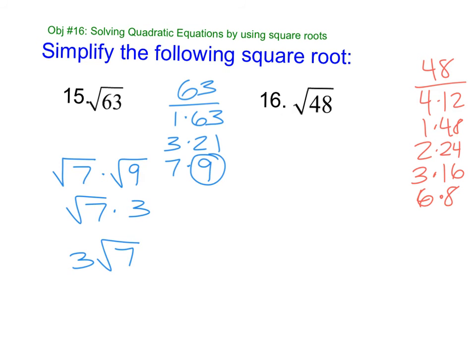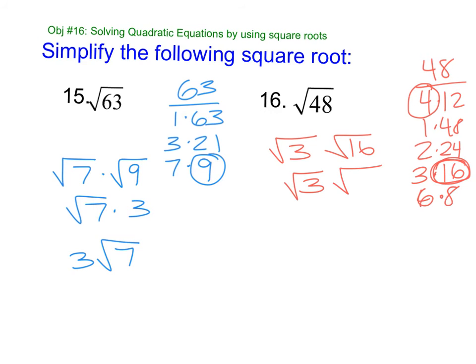What's the biggest perfect square? Yes, 4 goes in there, but 16 is the biggest perfect square. So we're going to rewrite this as root 3, root 16. Now, if you did 4 and 12, it's not that it's wrong. It's not completely simplified. If you have 2 root 12, it's okay, but it's not completely right. You will lose points. So 4 root 3.